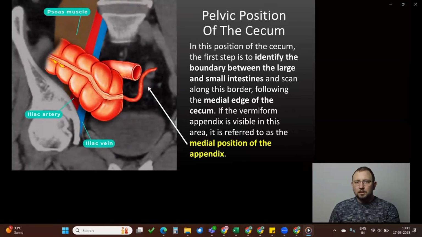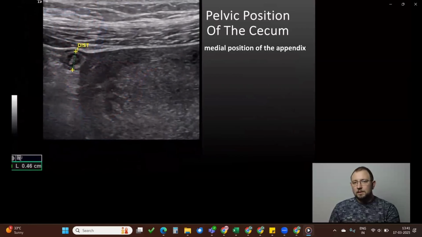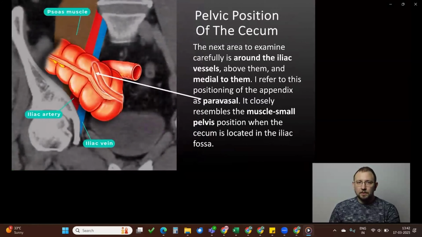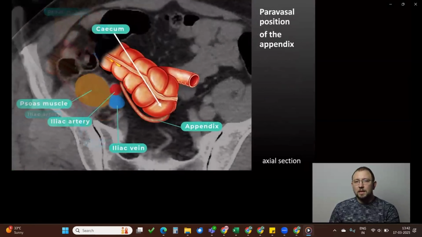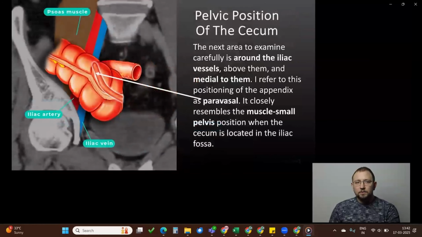In this position of the cecum, the first step is to identify the boundary between the large and small intestines and scan along this border following the medial edge of the cecum. If the vermiform appendix is visible in this area, it refers to the medial position of the appendix. The next area to examine carefully is around the iliac vessels, above them and medial to them. I refer to this positioning of the appendix as paravasal.